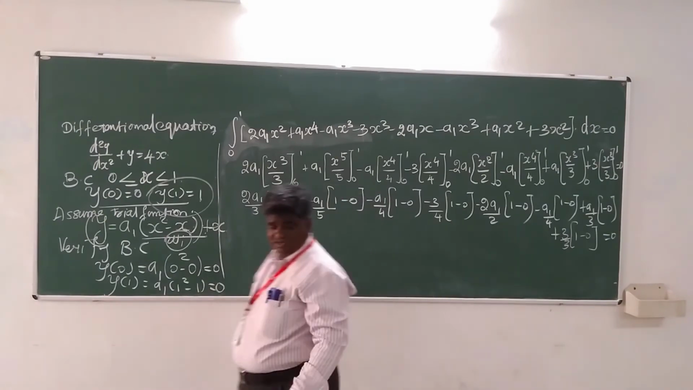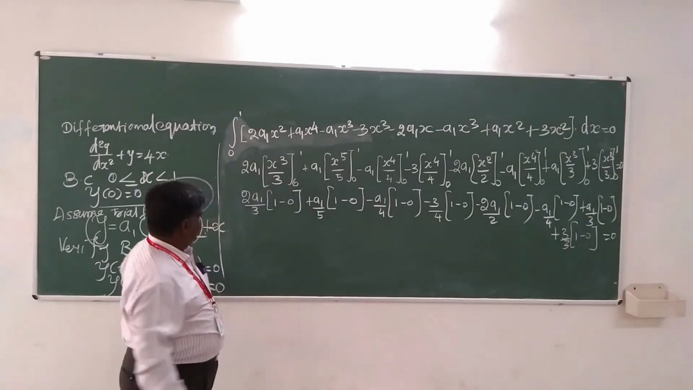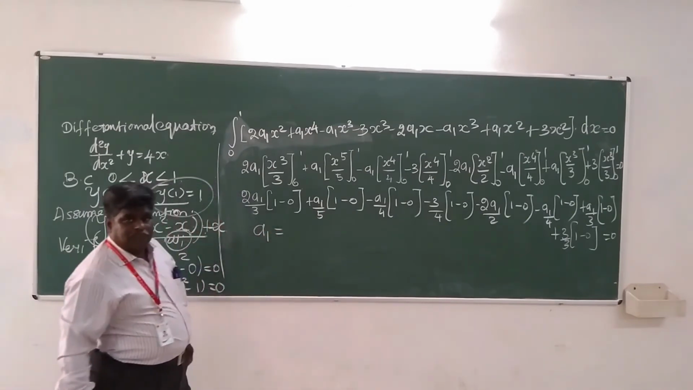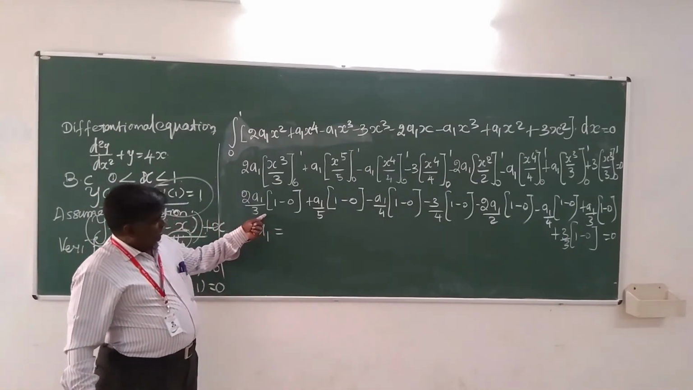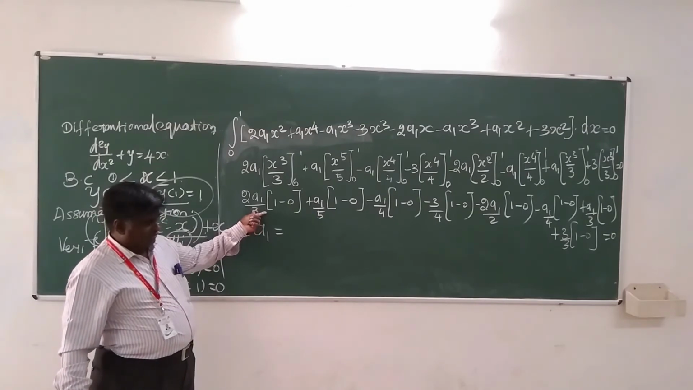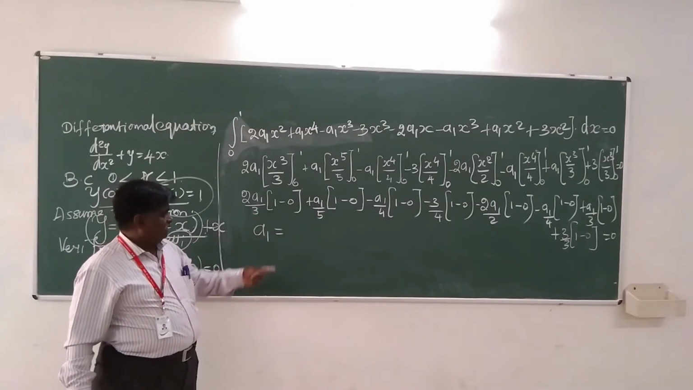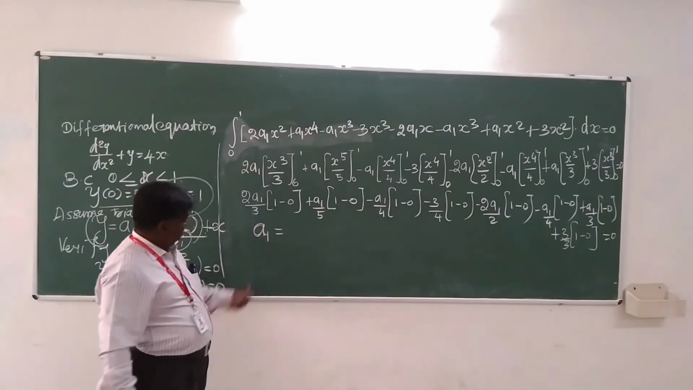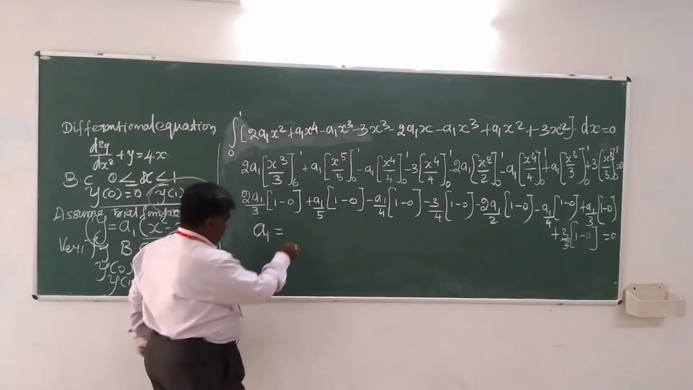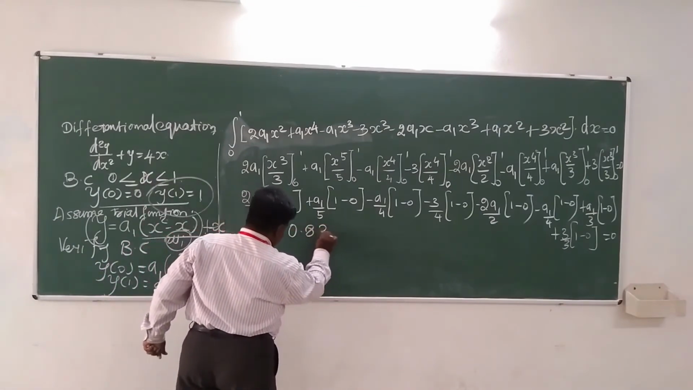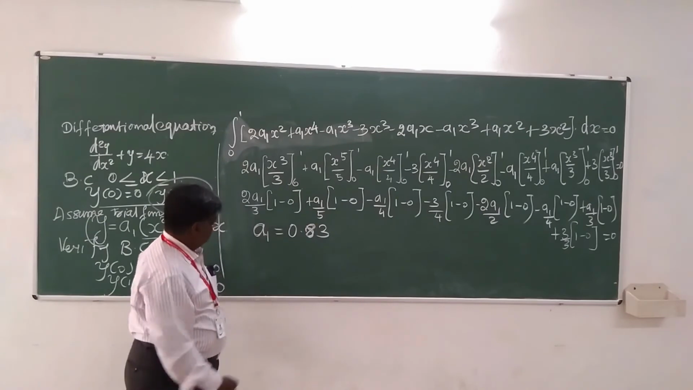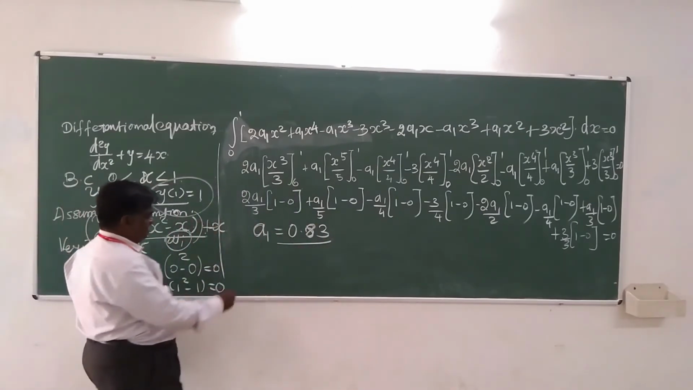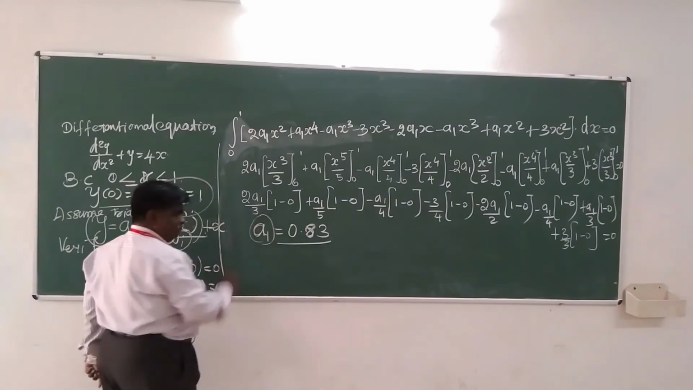By using your calculator, can you simplify this for the a1 parameter? What is the value? Using your calculator, directly you can calculate or simplify each and every time. Finally, you can obtain the parameter value: solution value is a1 equals 0.83. Okay. So by using the Galerkin approach, we found the a1 parameter.